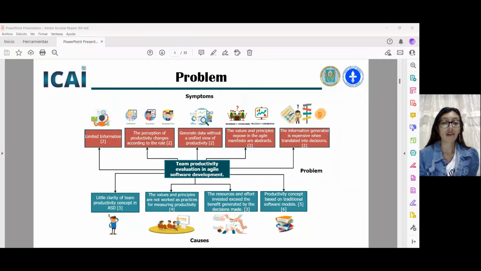The causes identified are little clarity in the concept of team productivity in ASD and how it can be measured. The values and principles are not worked as practice for measuring productivity. The resources and effort invested exceed the benefit generated by the decision made. And finally, productivity concept based on traditional software models.